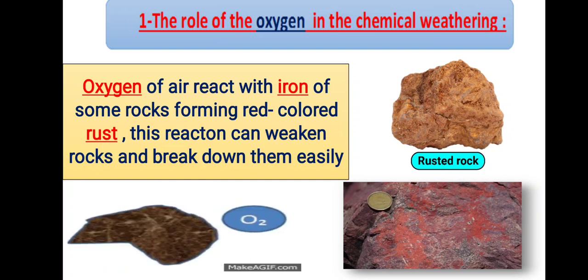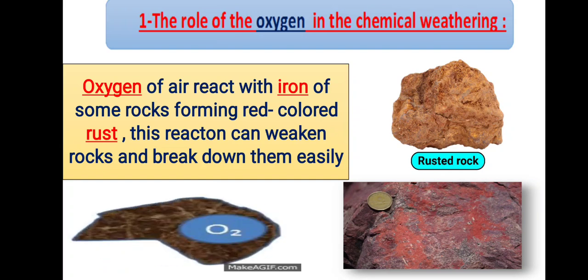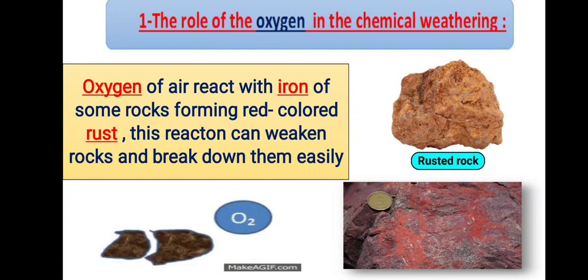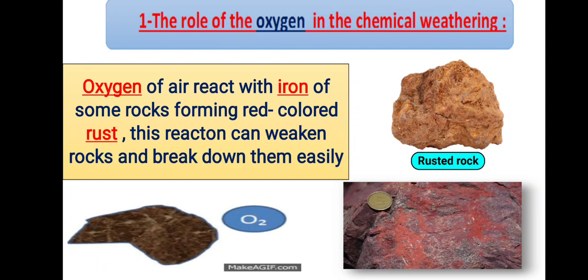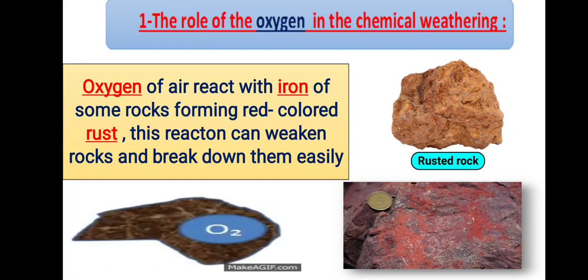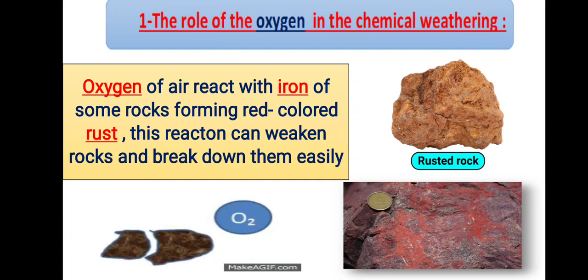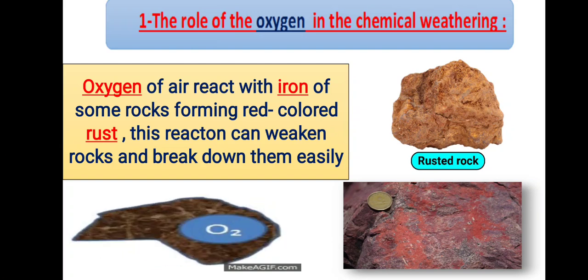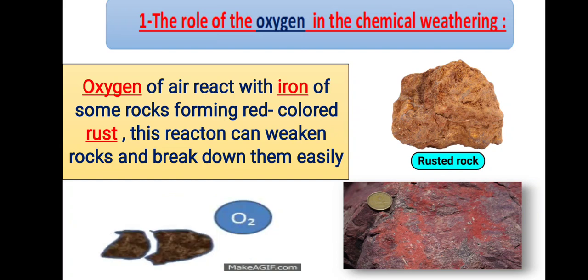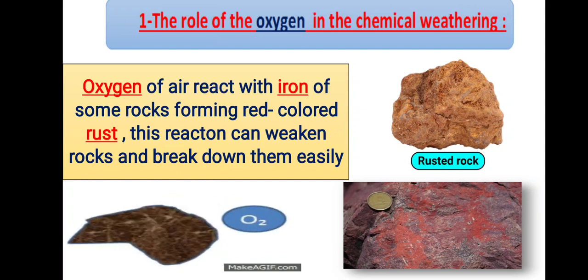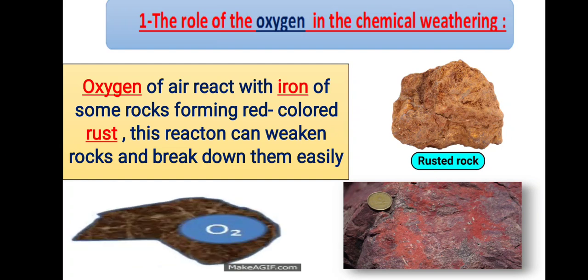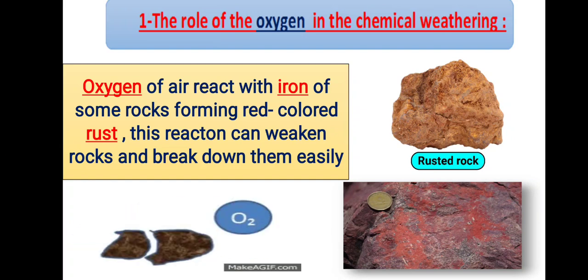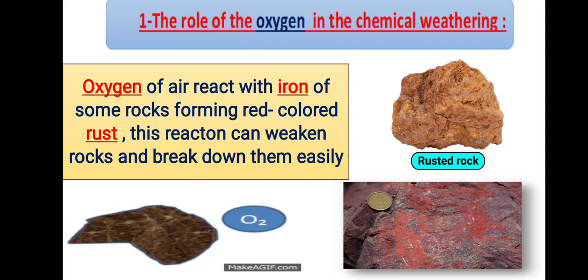When the oxygen of the air reacts with the iron of the rock, rust will be formed. Do you know what rust is? Yes, rust is a substance formed when something made of iron reacts with the water and the oxygen from the air. It means if there is anything made of iron, it reacts with the oxygen of the air and the water, and rust will be formed.